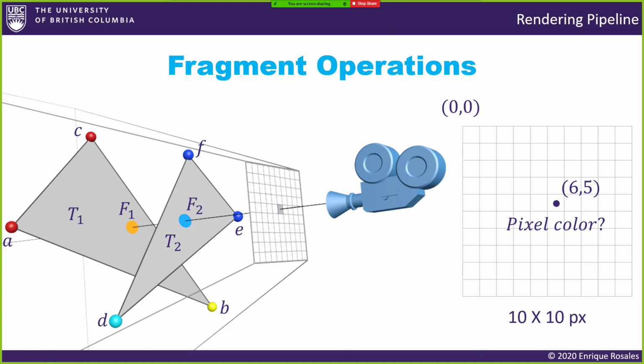To discard a fragment, we can use different criteria. The most common is the depth, for example. That is the distance from the fragment to the camera. As we can see here, this is in 3D, right? The triangle T2 is closer to the camera than T1, which means that the depth value of F2 is different from the depth value of F1, and F2 is closer to the camera.